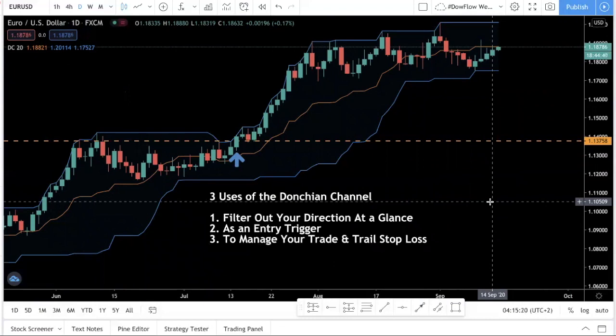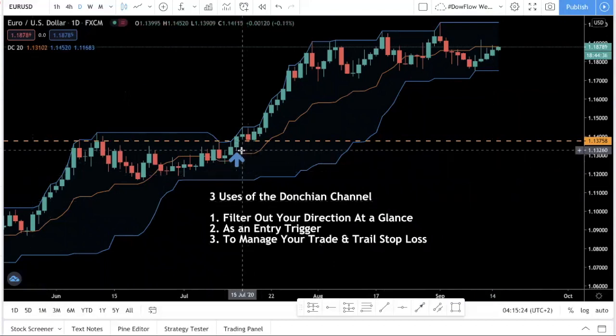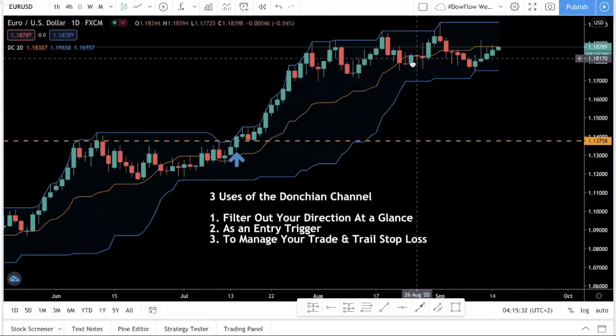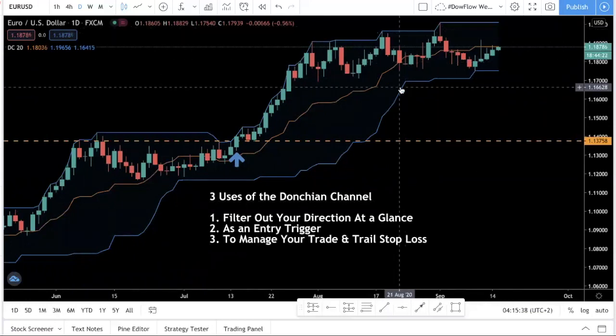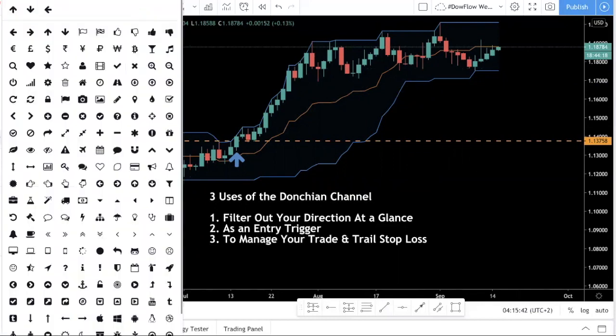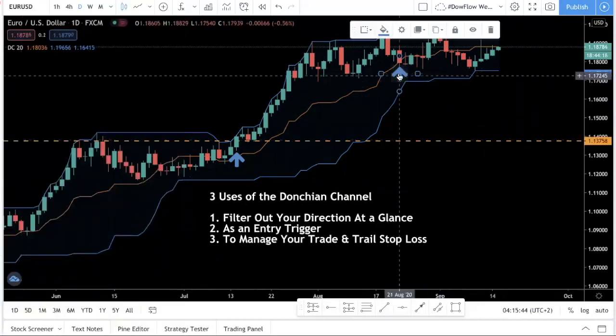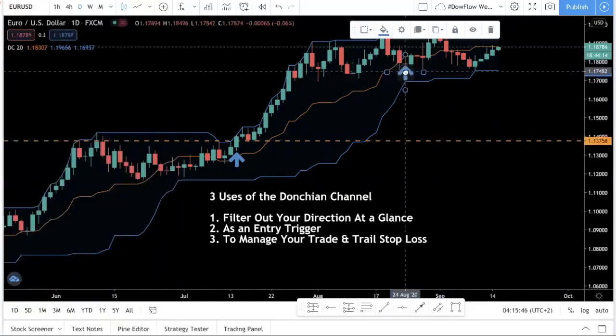Now let me just go through the last one. Let's say you entered the trade over here. You can also use a Donchian channel as a trade management tool to manage your trade. So let's say price keeps going up. What you can do is monitor for price to break below the orange line, which is the average of the upper and the lower band. If you want to be more conservative, you could have exited somewhere around here when price broke the orange line.